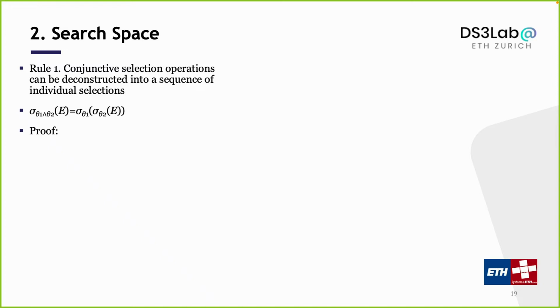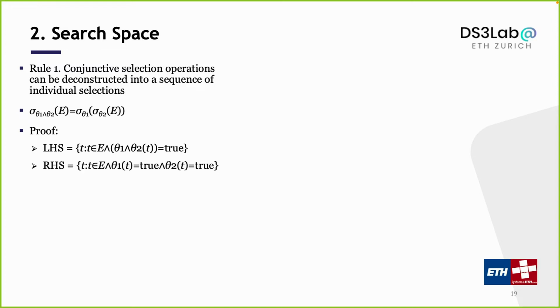I mean, in this case, what can you do? You can try to reason about what you have from the left-hand side. This is going to give you all the tuples in E, in the input, that satisfy the condition that theta 1 and theta 2, as a predicate applied over T, is true. That's the definition of the selection on the left-hand side.